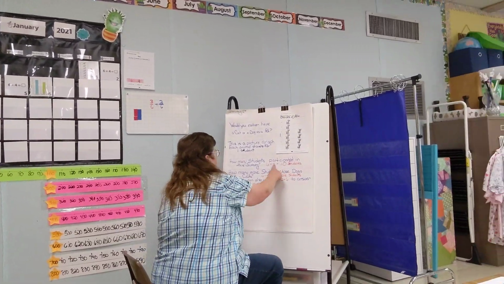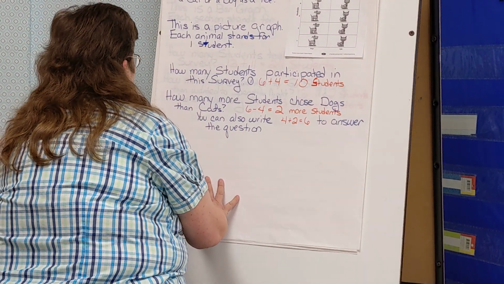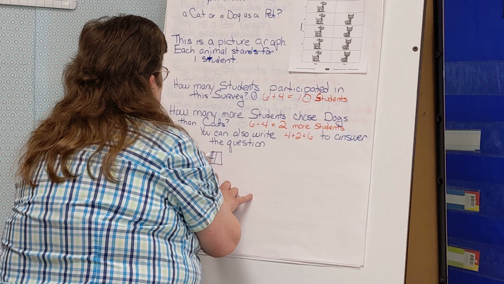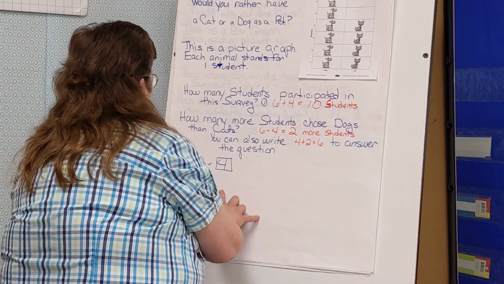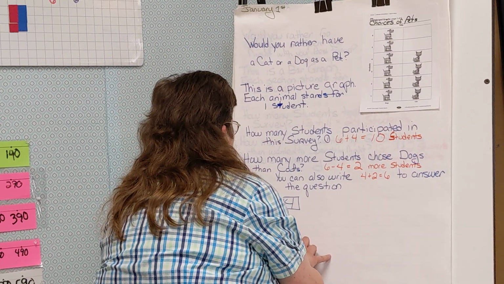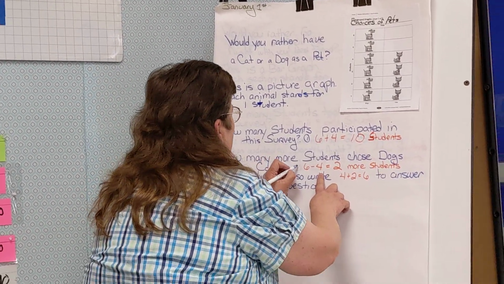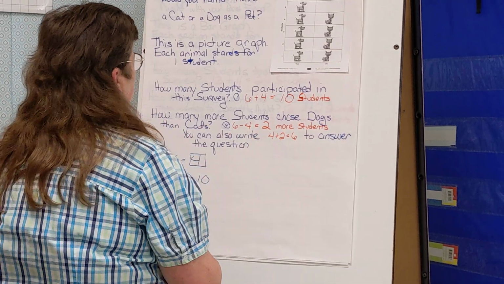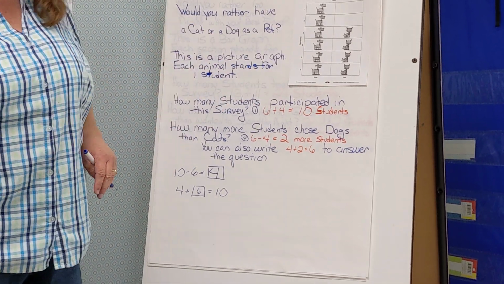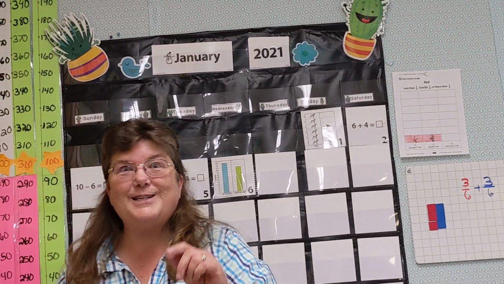So our first one was, we have the 6 plus 4. And then we have 10 minus 6 equals 4. Put a box because that was. And 4 plus 6 equals 10. And so that was 6. And we have our 6 minus 4 equals 2. So we have looked at our graph. We've given it a title. We've decided that it's picture. We've answered all of the questions. So we are done for today.